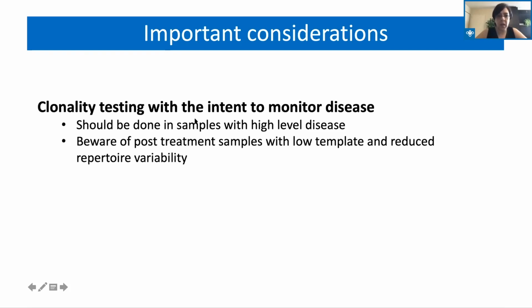This, as I said, has to be done with samples with a high level of disease, and the very lowest level of disease that we would take is 5%, because otherwise you have a very high risk of ending up with a pseudoclone. The other thing to consider is to make sure that patients are assessed, if at all possible, at the time of their first diagnosis, and not in post-treatment samples, because these usually have very low template and a reduced repertoire. So it's very likely that you could end up with a pseudoclone.